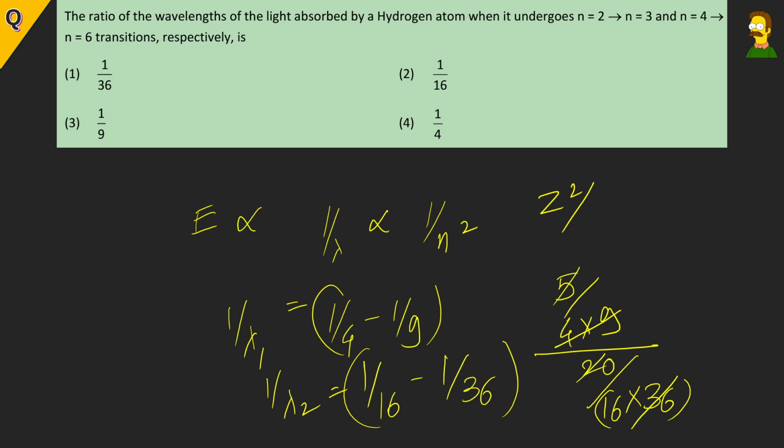Anyway, you have 5 by 20, which just becomes 1 by 4, which is interesting. Did I miss something up here? That's 16 by 4, which is 4. Okay, I think I was supposed to find the ulta ratio. So the answer is option 4. The ratio of wavelengths: this was 1 by lambda 1 by 1 by lambda 2, which then becomes lambda 2 by lambda 1. I'm supposed to find lambda 1 by lambda 2. Answer is 1 by 4.